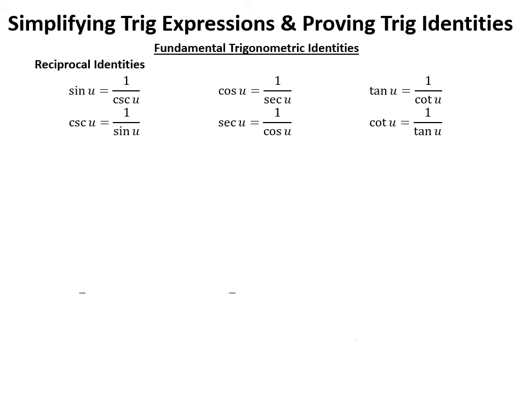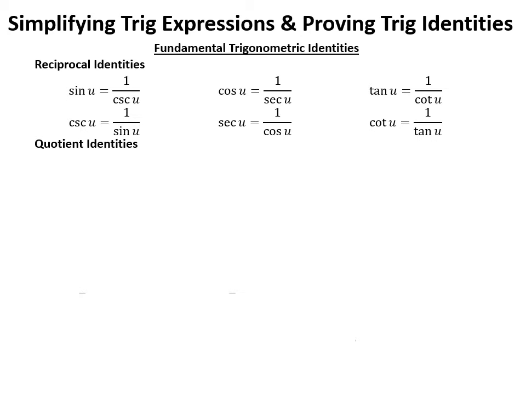Sine of u equals 1 over cosecant of u. That means cosecant of u is 1 over the sine of u. Cosine of u is 1 over the secant of u. Secant of u is 1 over cosine of u. Tangent of u is 1 over cotangent of u, and cotangent is 1 over tangent.